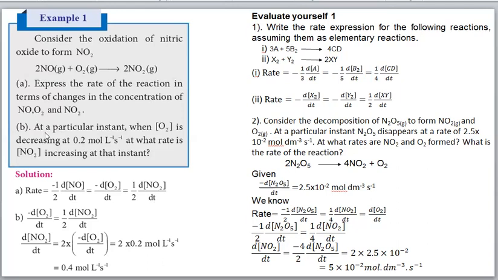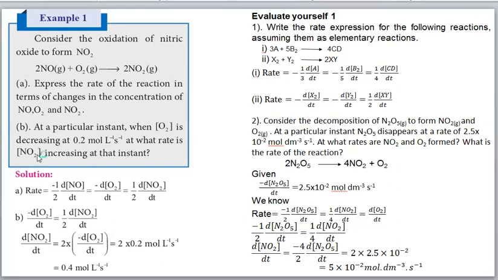Then question number B. At a particular instant when oxygen concentration is decreasing at 0.2 mole per liter per second, at what rate is nitrogen dioxide increasing at that instant? So you see concentration of oxygen, concentration of nitrogen dioxide. In this rate expression, these two parts we can take. So minus d[O2] by dt equal to 1 by 2 d[NO2] by dt.